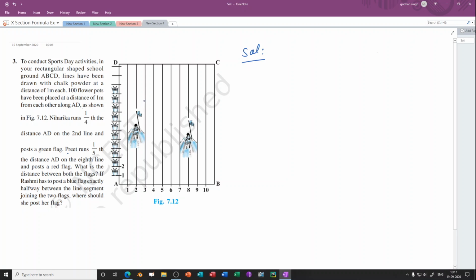Question number 3, very simple question. There is a playground in which there are 100 pots and each pot is a distance of 1 meter. Therefore the length of the playground will be 100 meters. Now there are two students, Niharika and Preet. Niharika is running on second line and covering a distance 1 by 4th the distance of AD. AD is here 100 meters, and Preet is running on 8th line and covering a distance of 1/5 of the distance AD. So what we have to do is find the distance between both the flags. These two students are posting flags at the point where they have reached, and we have to find the distance between these two flags. So let's start this.